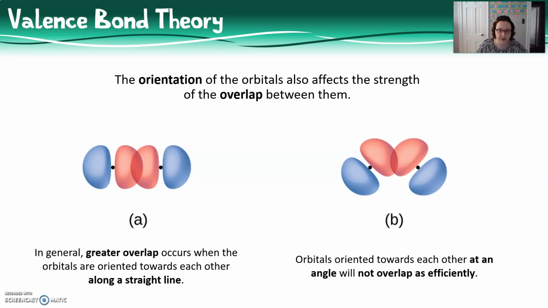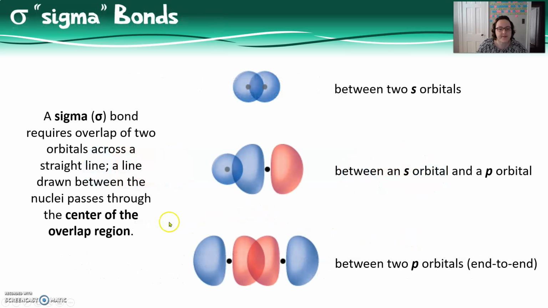Greater overlap occurs when orbitals are oriented towards each other along a straight line and leads to more stabilization and stronger bonds. Orbitals that are oriented at an angle will not have very efficient overlap, leading to less stabilization and weaker bonds. There are two types of classifications for the way that orbitals can overlap.